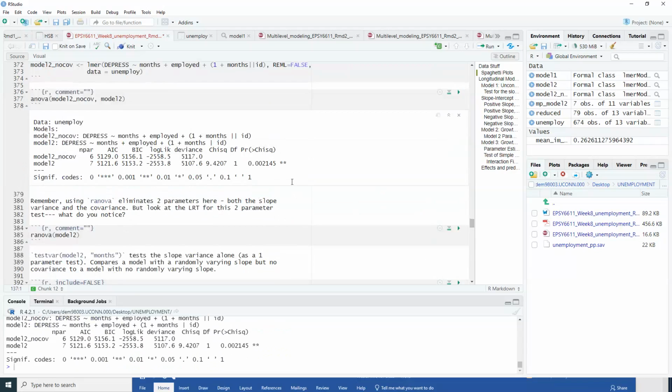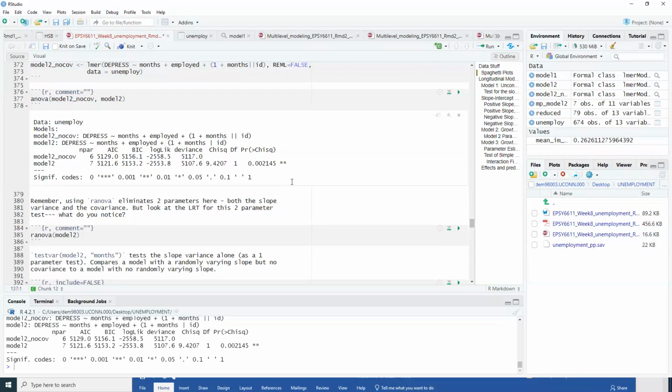So if you look at the ANOVA here, you can see that the chi-square difference between these two models is 9.4 points, and it's only 1 parameter difference, because the only thing that's different is that in model 2 no covariance we have one fewer parameter. What we're really doing is constraining that covariance to be 0. We've simplified the model by constraining that covariance to be 0. And when we do that, how much worse does my model fit get? Well, it actually gets quite a bit worse.